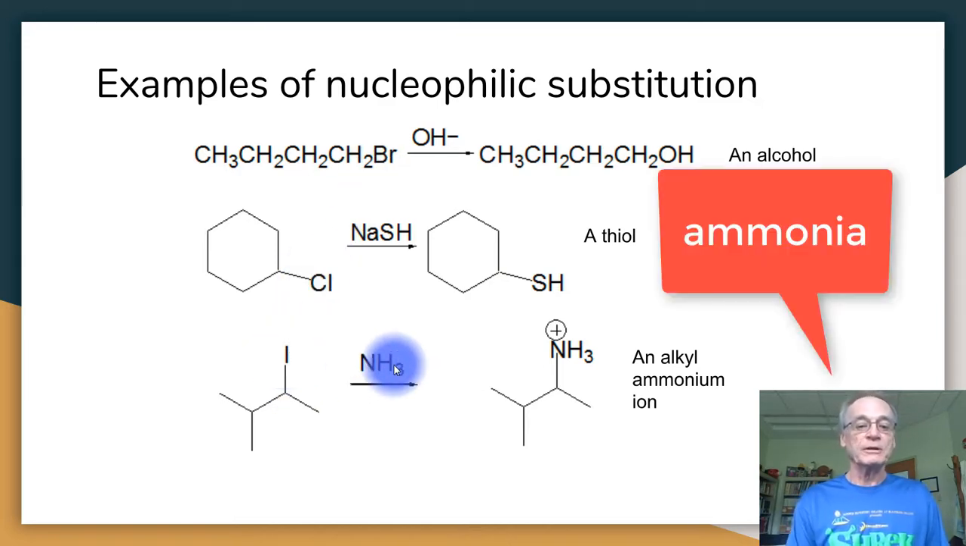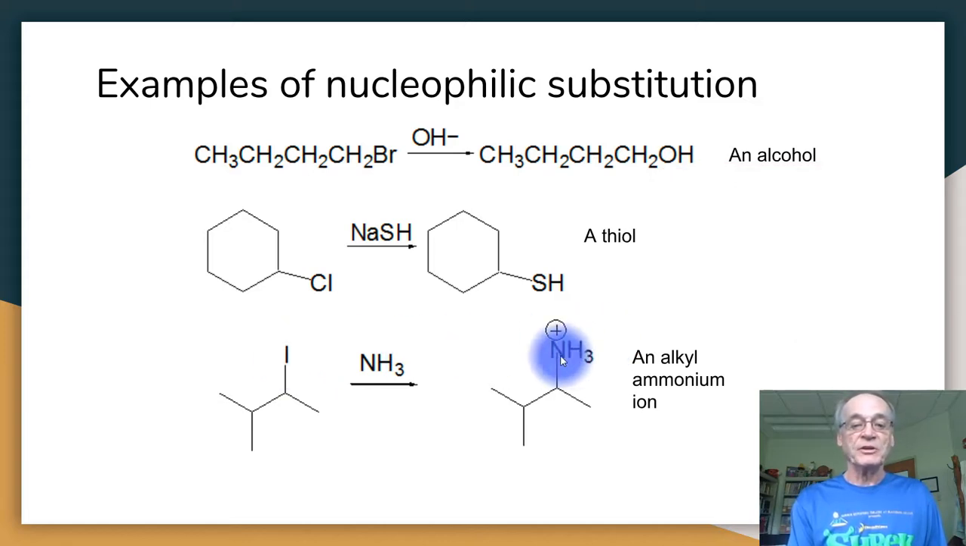And if we react it with ammonia, now remember ammonia is a neutral molecule, not positive or negative, not ionic. So when it comes in and replaces the iodide, it stays there as NH3, but because now it has 4 bonds to it and it's donated a pair of electrons in, it becomes positive. So we end up with an ion called an alkyl ammonium ion. That just means it's got an alkyl group on a nitrogen with 3 other bonds so that it's positive, so it's called an ammonium ion. In this case, it's got 1 carbon group on it, so it's an alkyl ammonium ion.